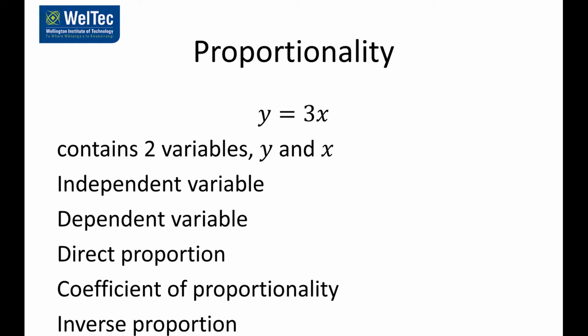Before we move on to further work, let's just have a look at the idea of proportionality. Suppose we've got a statement y equals 3x, and it's obviously got two variables, y and x. If you remember, x is the independent variable and y must be the dependent variable because y depends on x. So whatever you've chosen for x creates the y. So also we could think of y as a function of x.